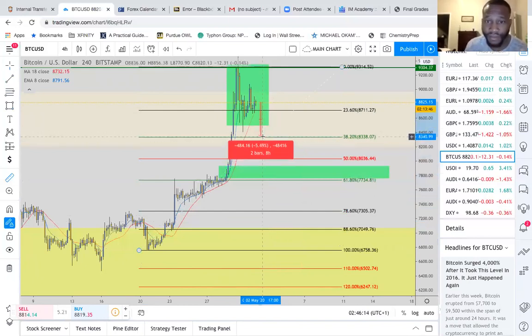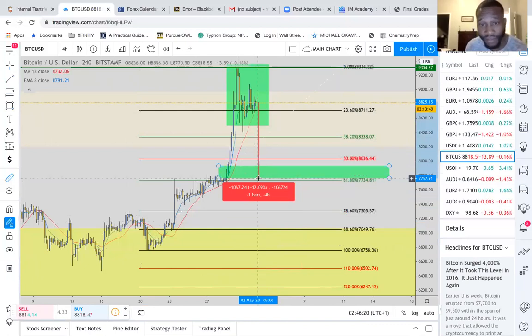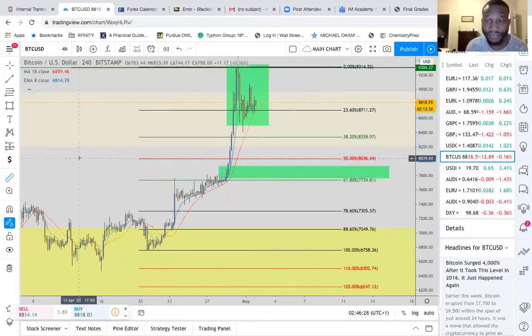It is 8338.07. That's almost 500 pips, 489. You can put it at 61.8, 7734.81. You can put it there as well, right? You can put it at 78.6, 7305.37. And you guys can write these numbers down and I'll give you like 20 seconds. Let me know when y'all are done. Potential TP areas.